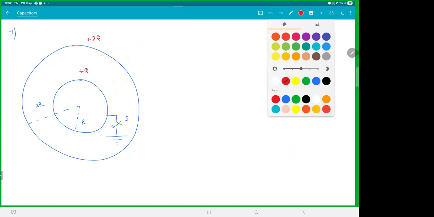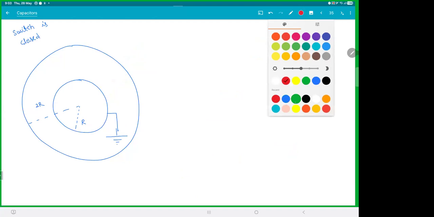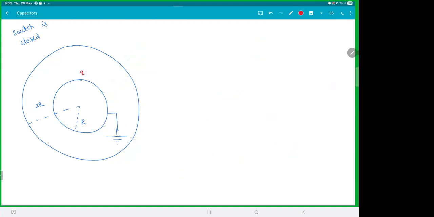Then now the switch is closed. Now when the switch is closed, what will be the charge distribution? What is the charge inside? I don't know because it is grounded. Charge is not conserved. Let this be minus q. The outside will be 2Q plus Q, because the outside is conserved.